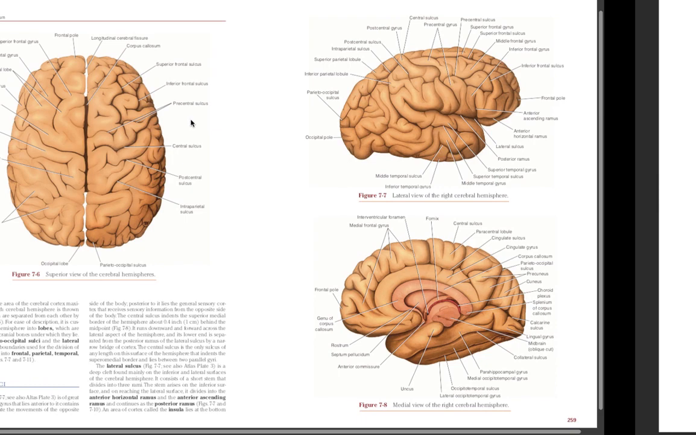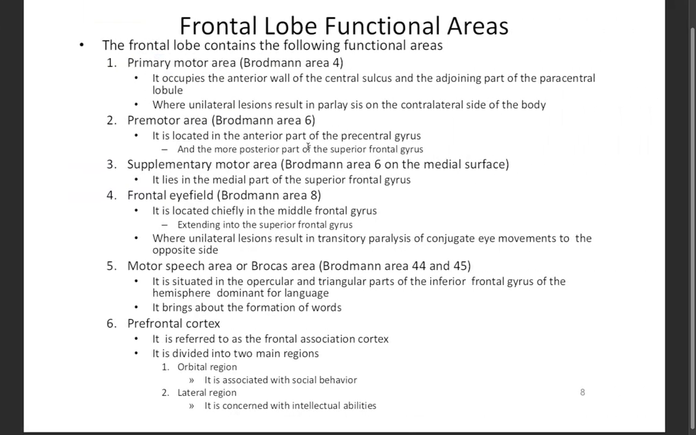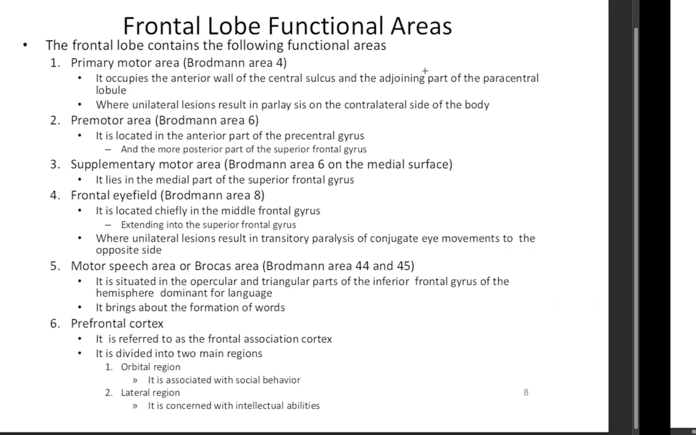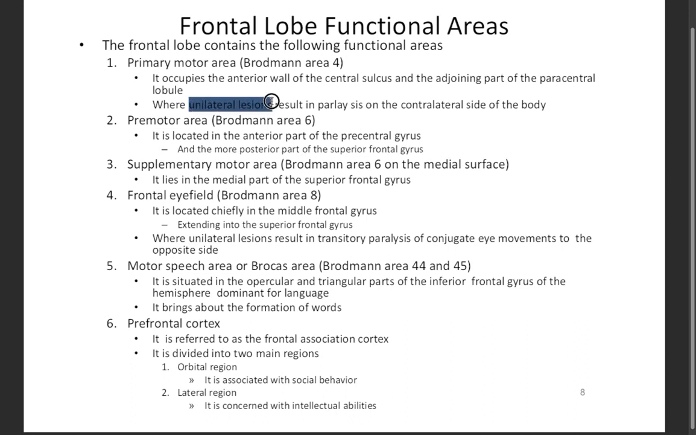Okay. So going back to the primary motor area, if you observe, this is the primary motor area. Again, this is the central sulcus. This primary motor area is anterior to the central sulcus and has the adjoining part of the paracentral lobule. And as we said, regarding its function, in unilateral lesions, if you have a lesion in this area, you will get paralysis on the contralateral side. As we said, if it is the left, the paralysis will be on the right, and if right, then left.